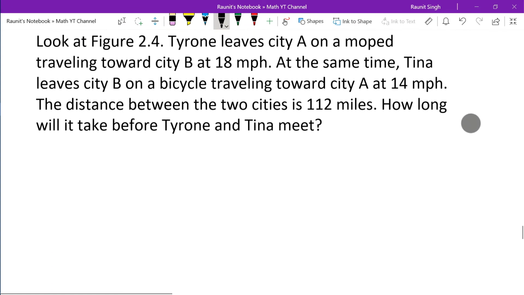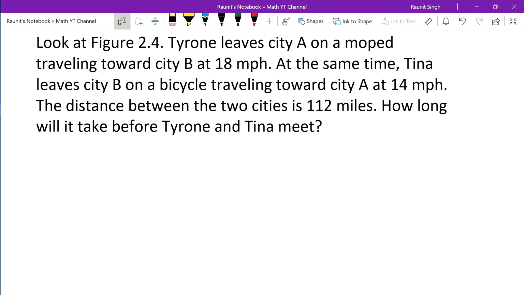So what we're going to do is, we know that their distance is going to be the same. We just don't know the time. So we're going to make a table chart. So we're going to have Tyrone and then Tina.